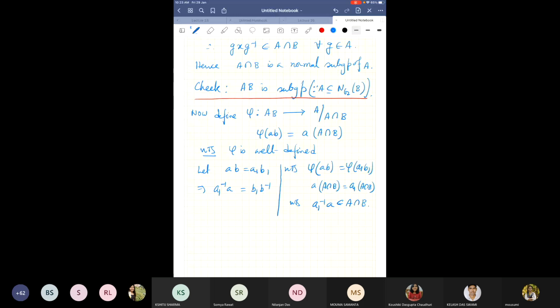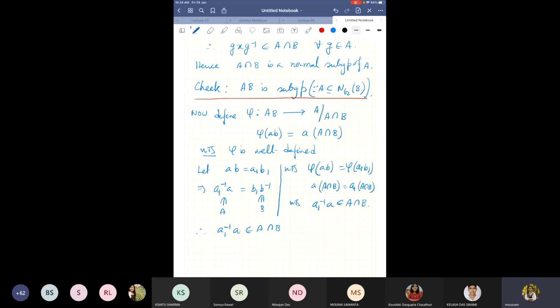These elements A belong to intersection B, this element belongs to B, they are equal. That means this element belongs to the intersection. Therefore, A1 inverse A belongs to A intersection B. That's what I wanted to prove. Therefore, this map is well defined because they define the same left coset in the quotient group.